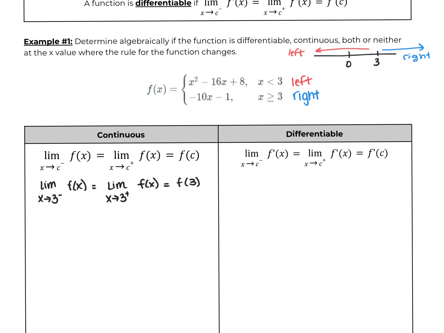In order to find a limit from the left, all we're going to do is plug 3 into this original function here. So let's go ahead and do that. So 3 squared minus 16 times 3 plus 8. And then if we want to find the right side of the graph, the limit as x approaches 3 from the right, we're simply going to plug 3 into this bottom function. So negative 10 times 3 minus 1.